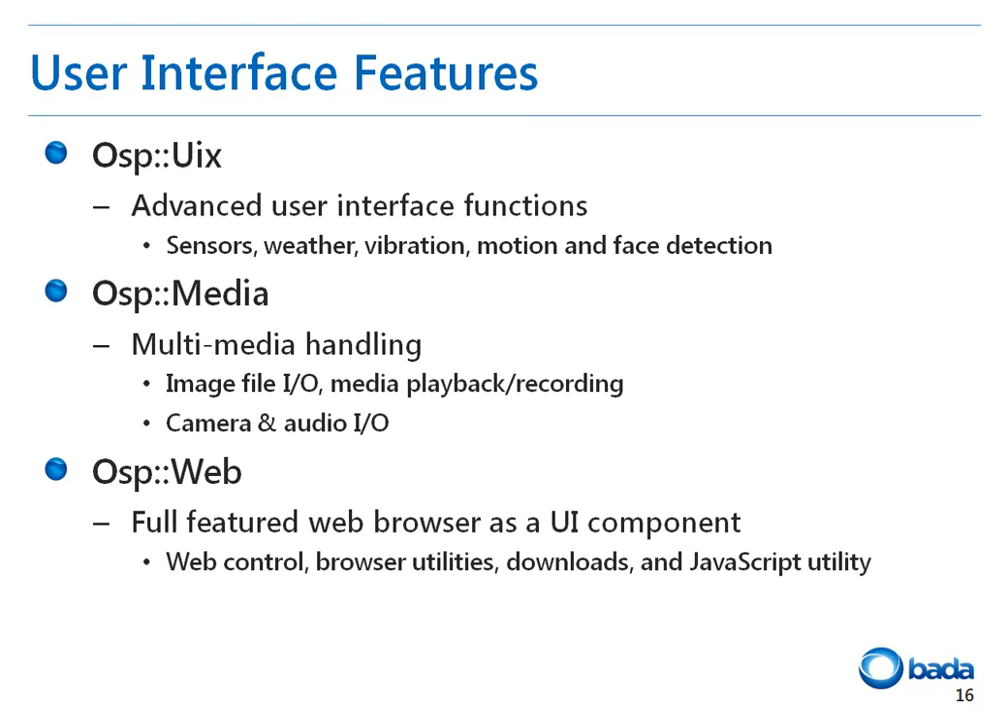The OSP UIX namespace provides APIs to support more diverse and advanced user interactions by extending the OSP UI namespace. For example, this namespace provides functions such as sensors, weather, vibration, motion, and face detection. The OSP Media namespace provides multimedia handling APIs. For example, it provides functions for image I/O, video and audio playback and recording, taking a picture using the camera, and recording using the microphone.